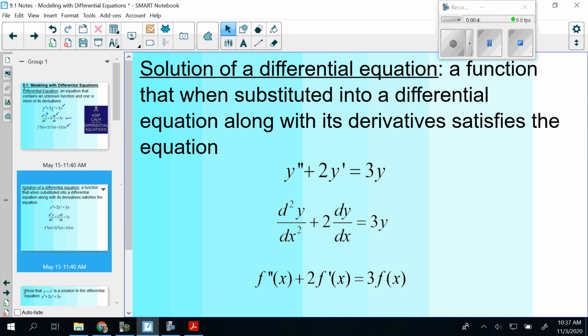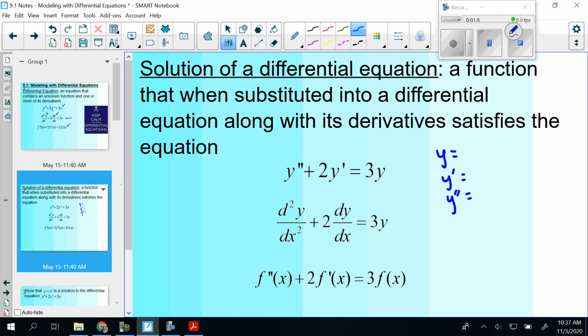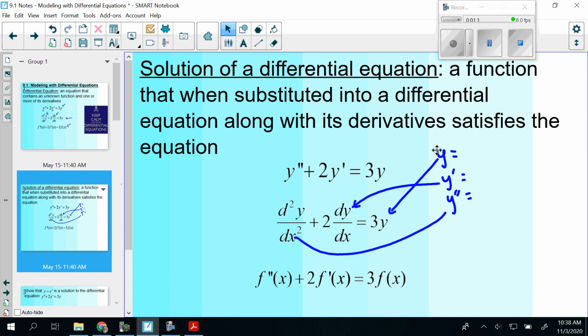The solution of a differential equation is a function that, when substituted in along with its derivatives, satisfies the equation. So if we can find a function y, and we find its first and second derivatives, and we substitute those in here, here, and here, and that makes both sides equal each other, that would be a solution. So let's try one out here.